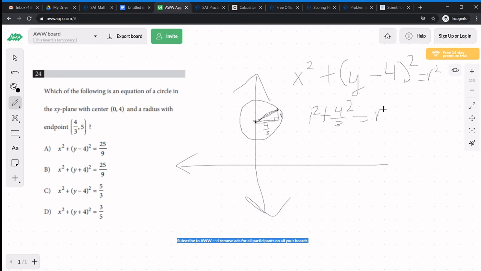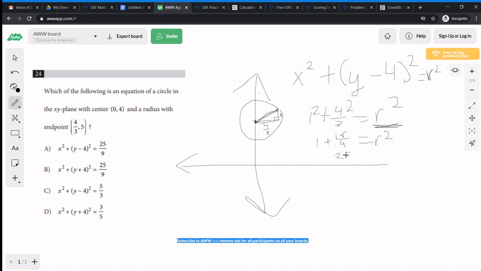equals r squared. And it's important to note that we don't actually need the radius. We need the radius squared. So we don't have to take the square root after we get this radius. We can just leave it like that. So 1 plus 16/9 equals r squared.